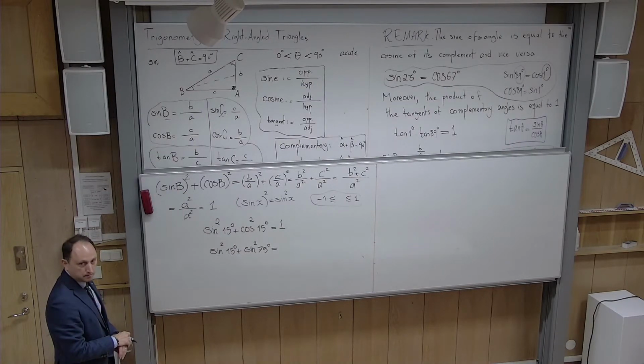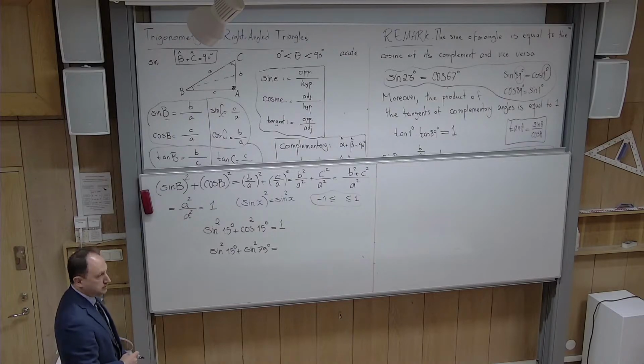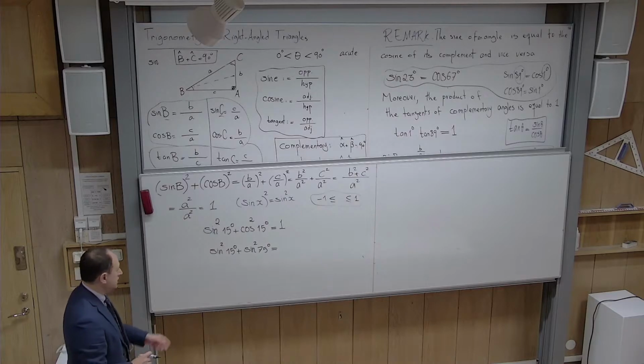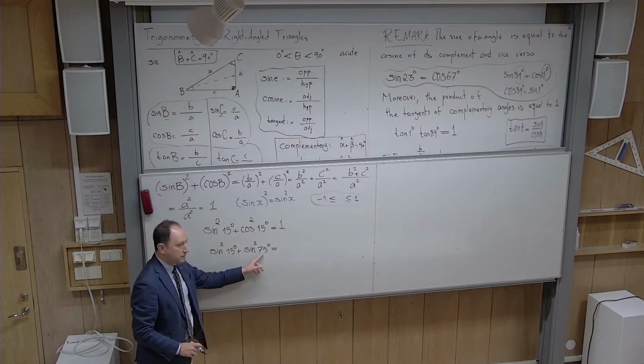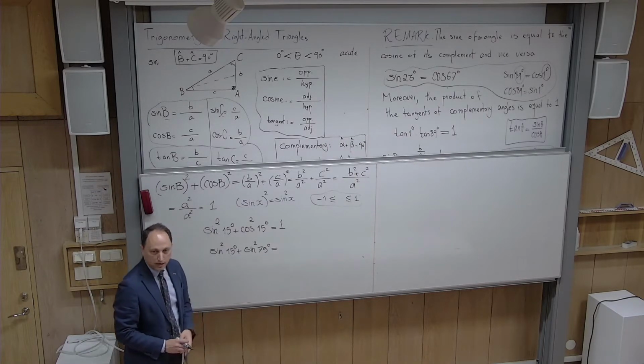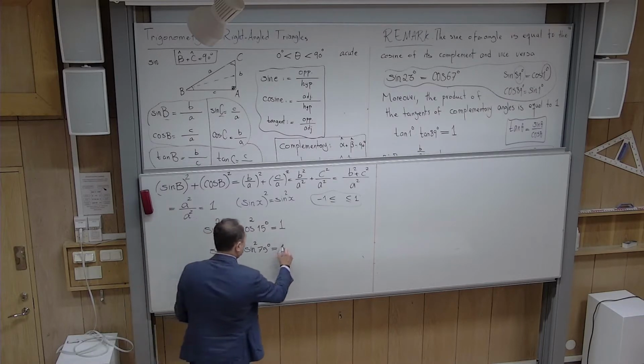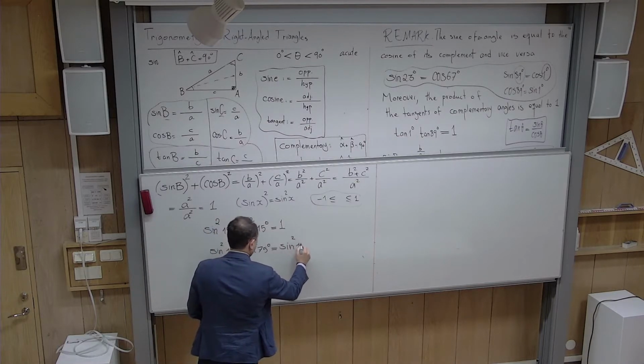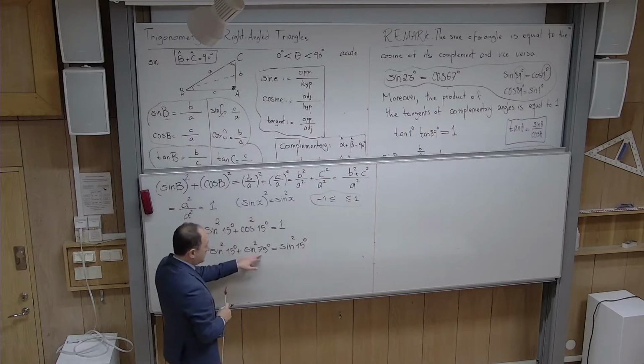What is this? It's also equal to 1. Why is that? Because the total sum would be 90 degrees. Yes, because 15 degrees and 75 degrees are complementary angles. And we just learned that sine of one of them is equal to the cosine of the other one.